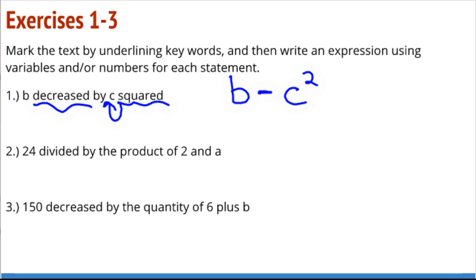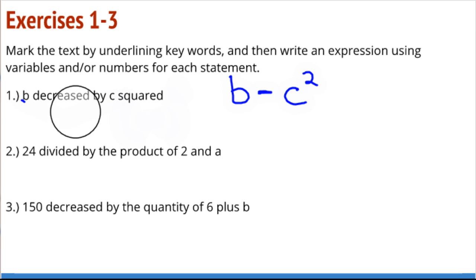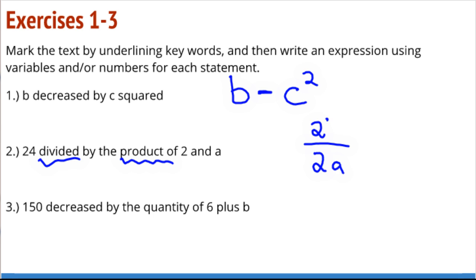And there is a part of me that says you could read this as B decreased by C and then squared. Once again, the importance of being clear as we write expressions out in words. 24 divided by the product of 2 and a. So I have a product of something and something is divided by it. So I have a product of 2 and a, and 24 is divided by that product, 2 and a.